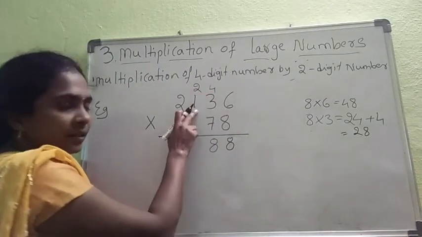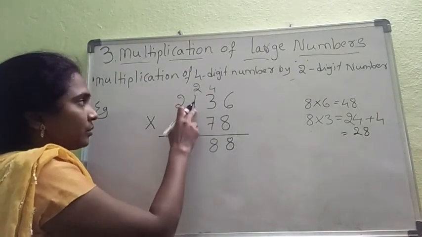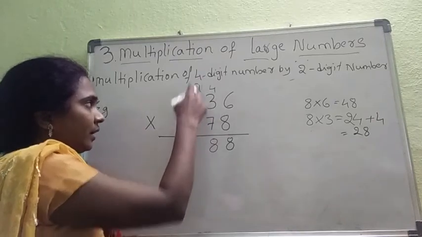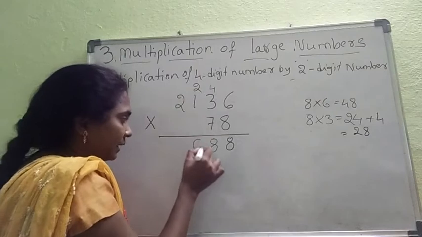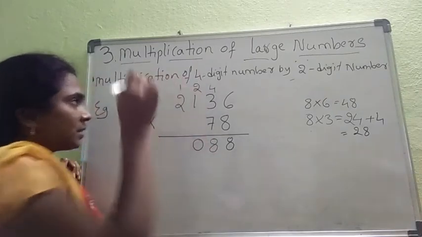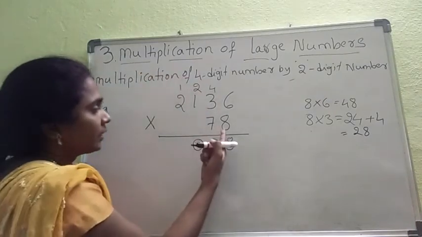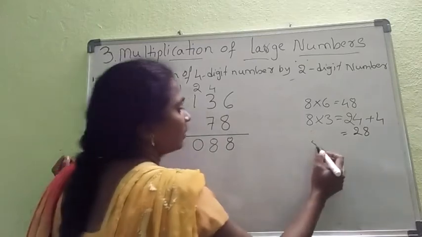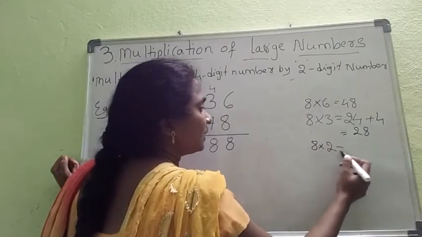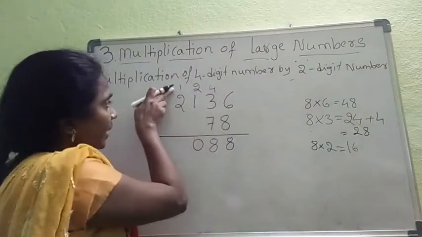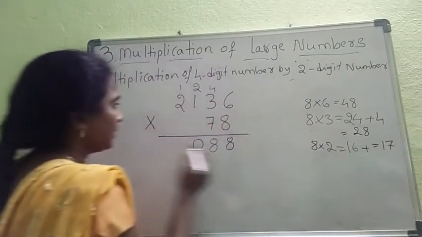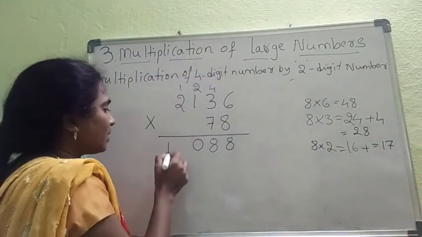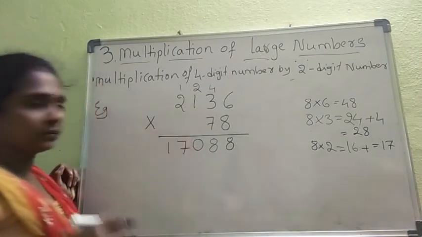Next, 8 ones are 8. So, you should add this carry also. 8 ones are 8 plus 2, that means 10. 10, again a 2-digit number. I will write here 0 only, and 1 as a carry forward. Next, 8 twos are, what is the value? That is 16. How much carry do we have? That is 1. 16 plus 1, 17. So again we don't have any more numbers, so I will write the complete 17 here.